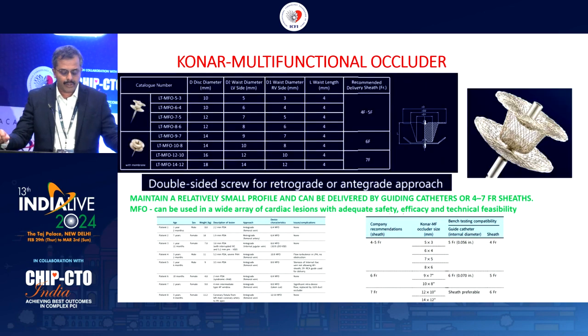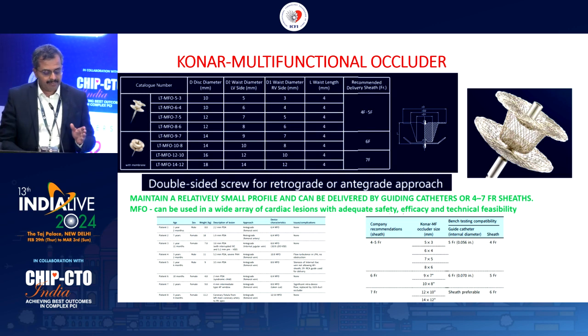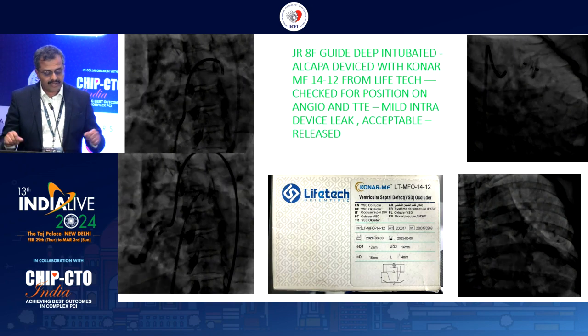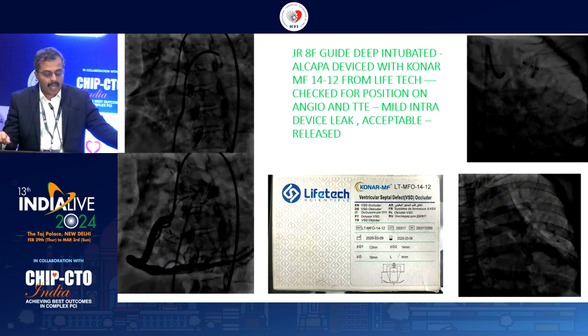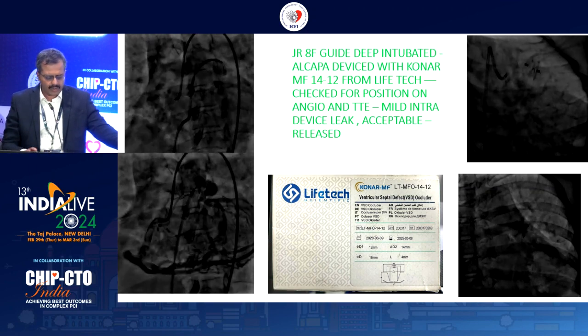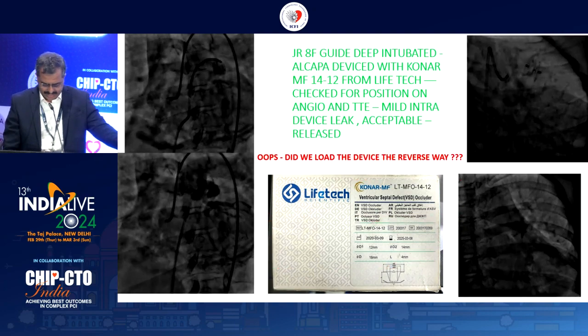And we use a made in India Konar MFO occluder because it has a double-sided screw which allows for retrograde and antegrade approach, and it maintains a relatively small profile and can be delivered via guiding catheters from 4 to 7 French. And it has been proven in a wide array of cardiac lesions with adequate safety, efficacy, and technical feasibility. So through the 8 French guide deeply intubated, the ALCAPA is device-closed with the Konar MFO 1412 from LifeTech. We check for the position on the angio and transthoracic echo. There is a tiny device leak, but we feel it is acceptable and we release the device.